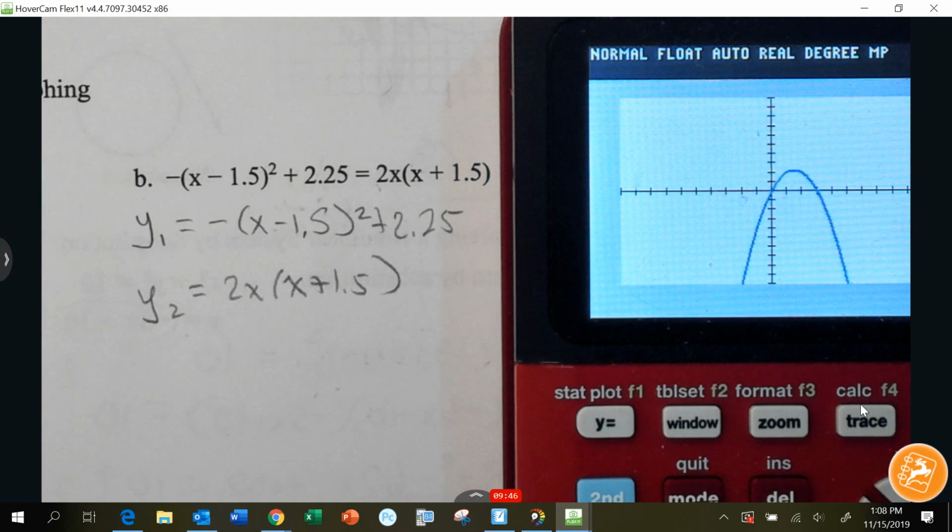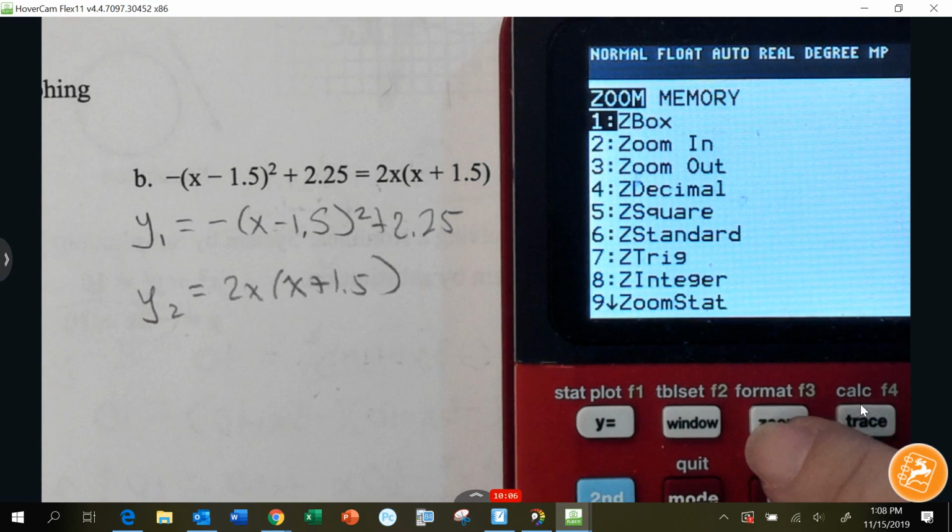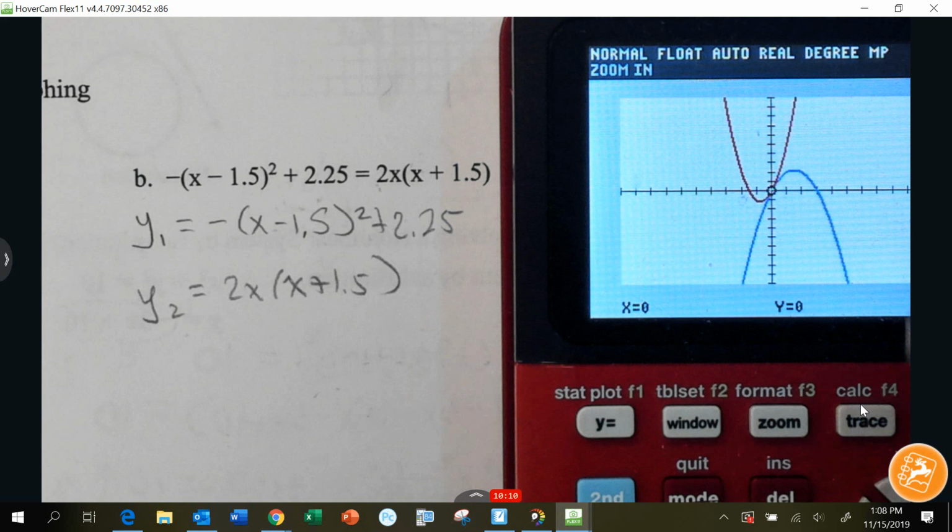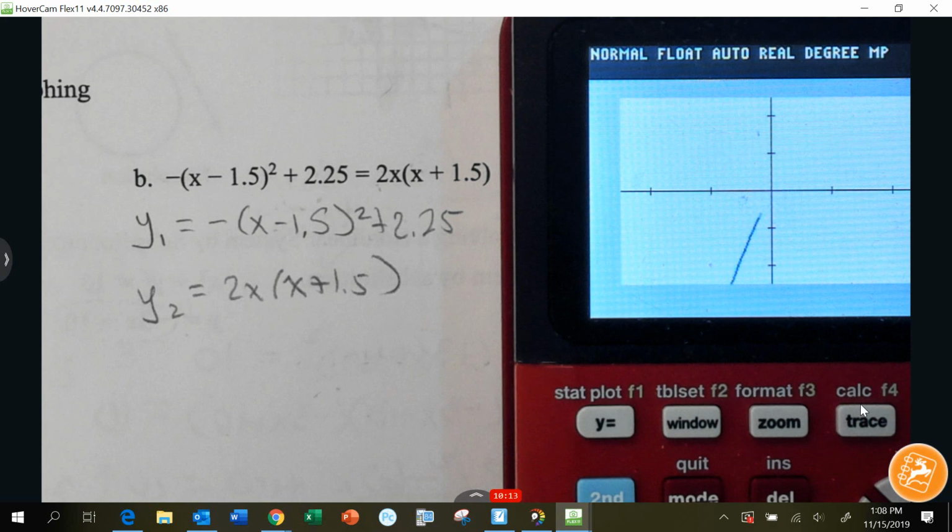See, we got 1 parabola, 2 parabolas. It's really hard for me to see where they intersect, although I can tell by the equations. It does kind of look like there's only one. If you're not sure, you can use your zoom feature. You hit zoom, zoom in, and you can actually zoom in right there. It really does look like there's only one.